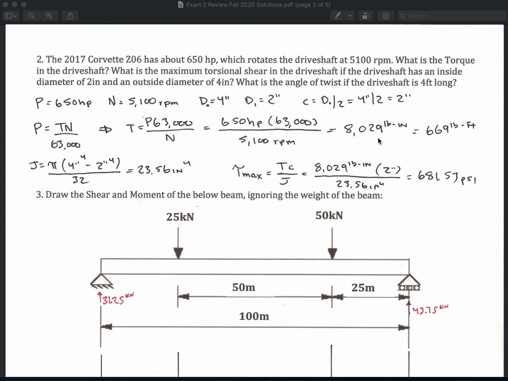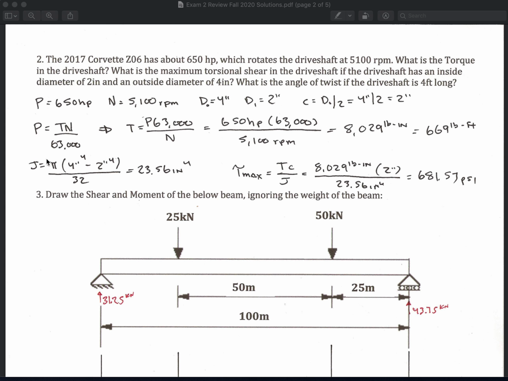This equation will always pop out in pound inches. If I want to see what that is in pound feet, then I convert that: 669 pound feet. I've merely done this conversion here to show what the torque is in a Z06, which is similar to usually what the horsepower is.